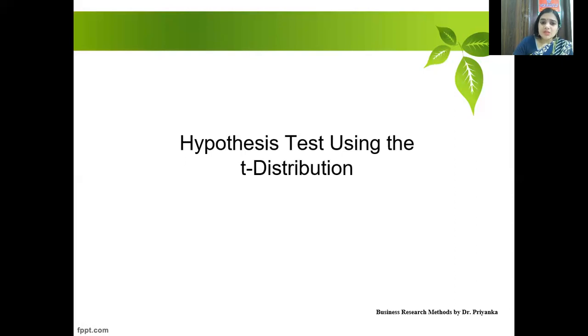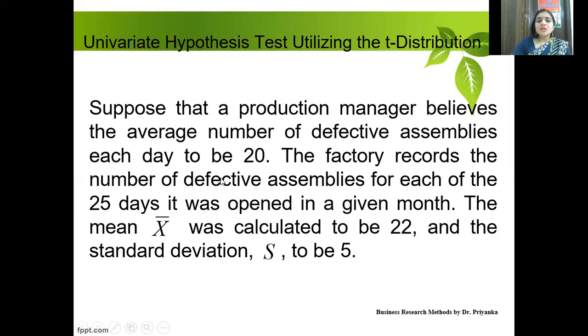Now, hypothesis test using the t-distribution. How would you check the hypothesis using t-distribution? Let us discuss it with the help of one example. Suppose that a production manager believes the average number of defective assemblies each day to be 20. That means this is the manager's belief of those items to be 20. The factory records the number of defective assemblies for each of the 25 days it was open in a given month. The mean of these items is calculated to be 22, and the standard deviation S is 5.